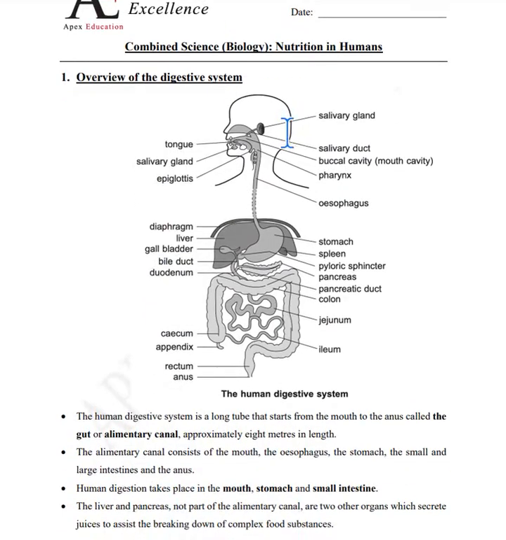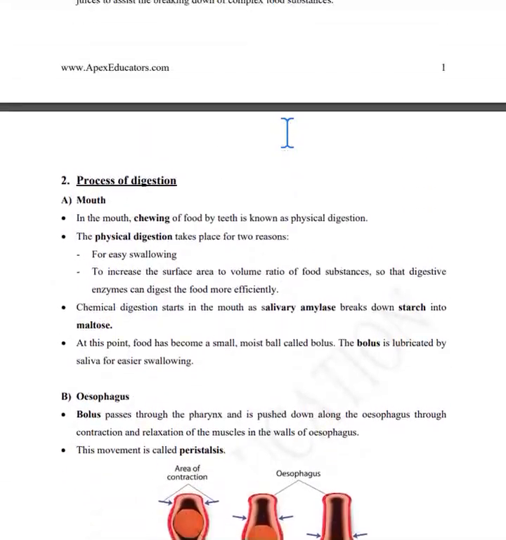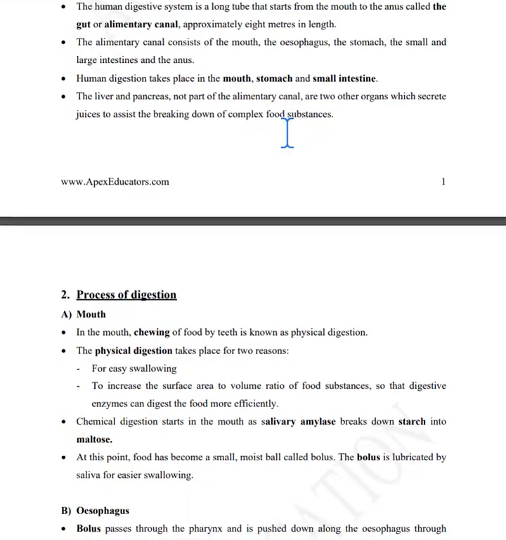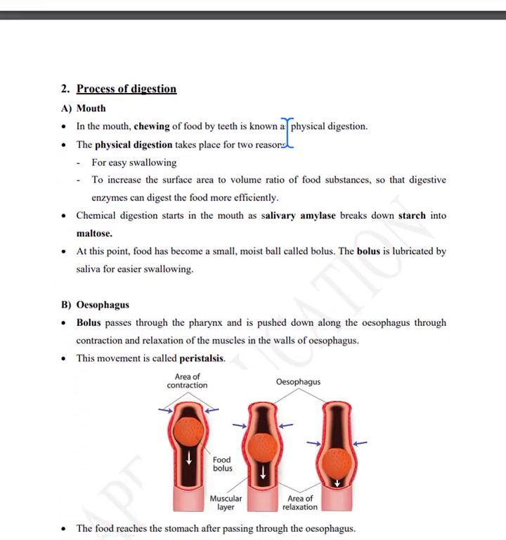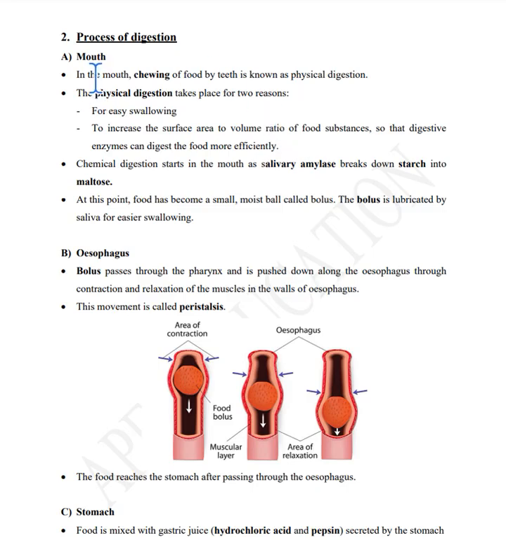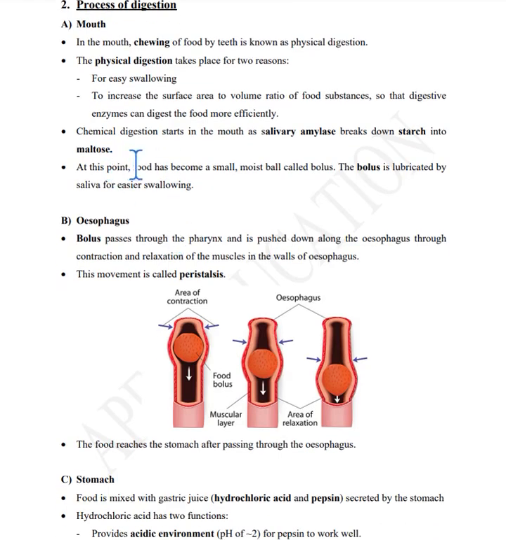Moving on to chapter 5. You need to tell me what the processes of digestion are. Tell me what the mouth does: chewing of food by teeth, physical digestion. You also need to know that chemical digestion starts in the mouth with salivary amylase. This is an enzyme. It breaks down starch into maltose. You need to tell me those two things. They are important at this point.